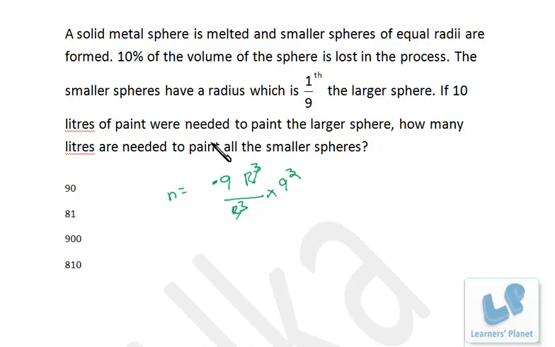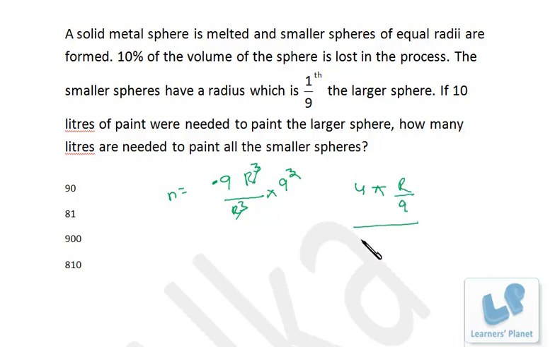Now the next thing is here 10 liters of paint is needed to paint the larger sphere. Where do we paint? Actually on the outer surface. That means in this case we have to take the surface area into consideration. What is the formula for the surface area of a sphere? That is 4 pi r square. Now what we can do is find the ratio of the surface area of both the spheres. Now the smaller sphere will have the surface area 4 pi r square, where r is R by 9.